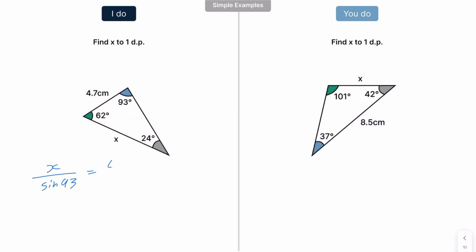So we can then just write 4.7 over sine 24. And now if I rearrange x, if I move sine 93 to that side and multiply that out, I get my answer as 11.6 centimeters. Again, hopefully press pause and have a go at the example on the right. So we can see that x is opposite 37.